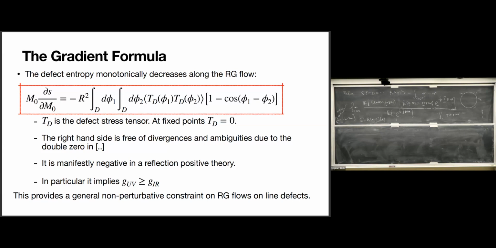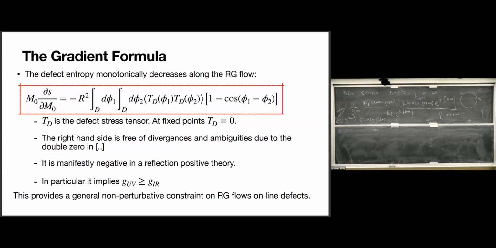And also, the 2-point function is positive once you have reflection positivity, and therefore the right-hand side here is always negative. So what was M0? M0 is the mass scale of the flow. You can think of it also as the radius of the line. So it's the same thing? Yes.